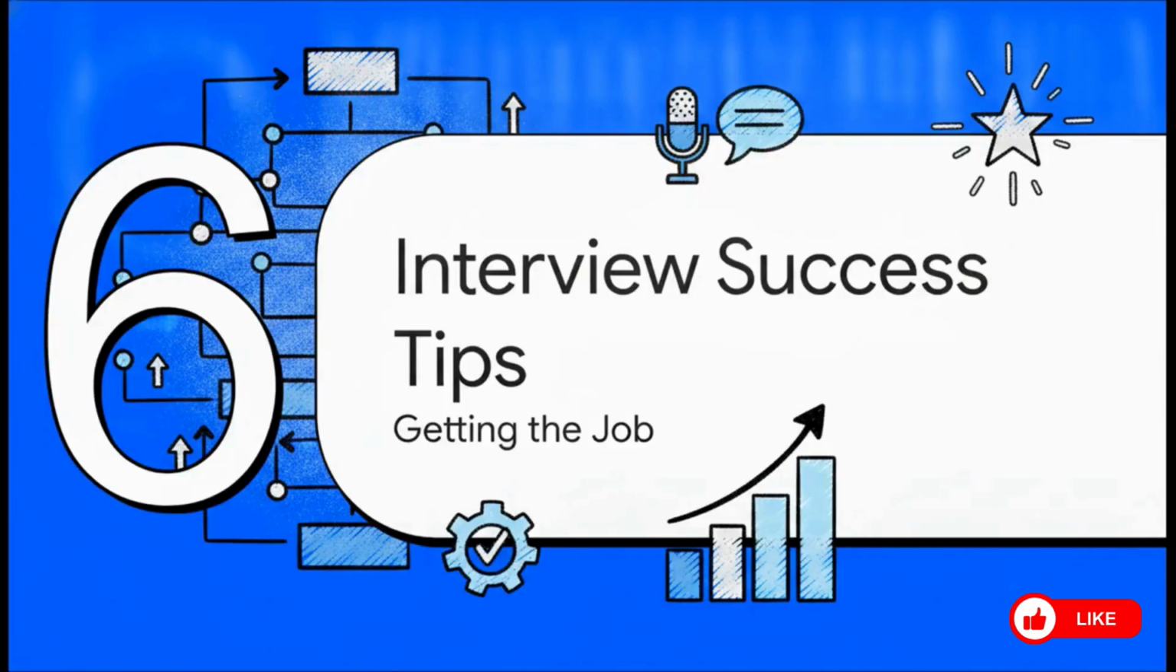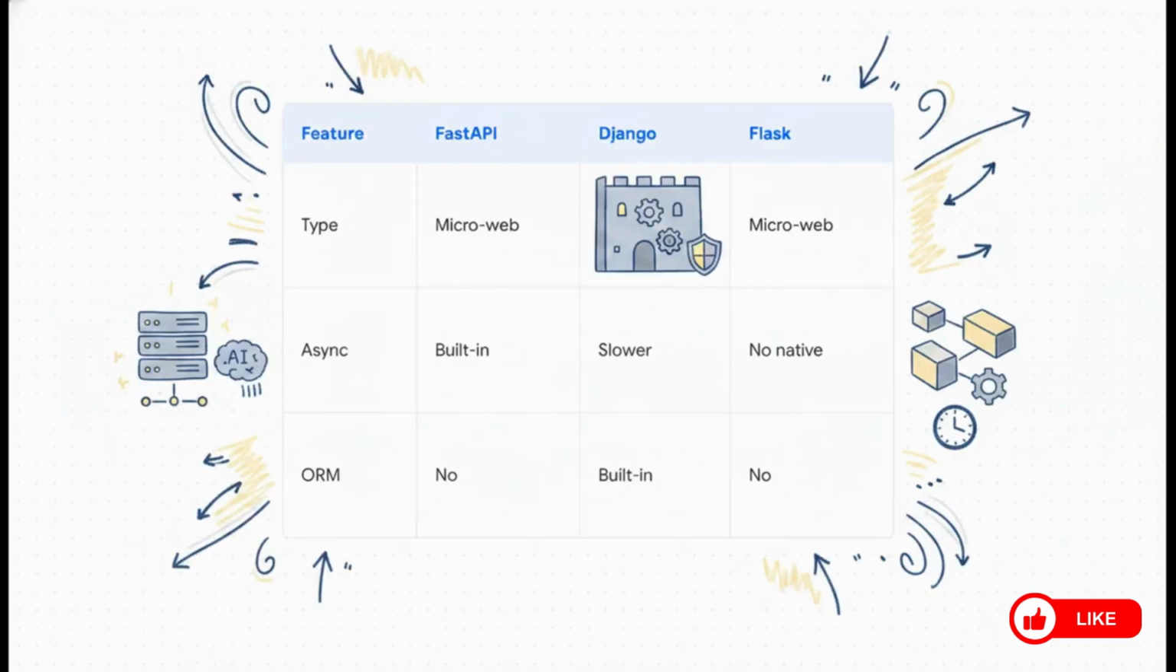All right, let's wrap this up with Section 6, interview success tips, so you can actually land the job. You understand the mechanics, you understand the architecture, so let's get you ready for that interview. A senior developer always knows when to choose their tools. If an interviewer asks you to compare frameworks, and they will, here is your playbook. Use Django when you need a massive monolithic application that needs a built-in admin panel and a rigid ORM. Use Flask when you just need a highly flexible micro-framework for some simple synchronous tasks. But you choose FastAPI when you're building highly scalable asynchronous APIs, microservices, or AI backends where sheer performance and automatic data validation are your absolute top priorities.